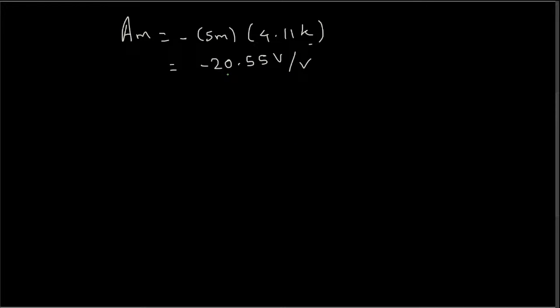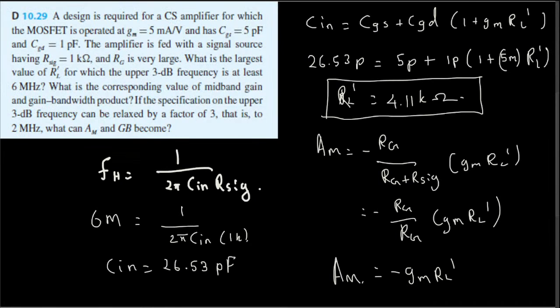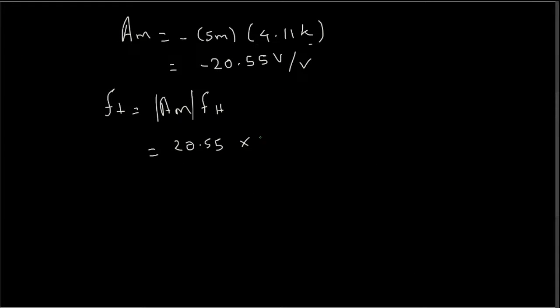This is the midband gain, and for the bandwidth we have to find out ft, which is AM times fh. AM in the absolute value becomes positive, so 20.55 times the fh, that is the upper limit, 6 megahertz. Multiply both of them, 20.55 times 6 mega will give us 123.3 megahertz, and that's our bandwidth.